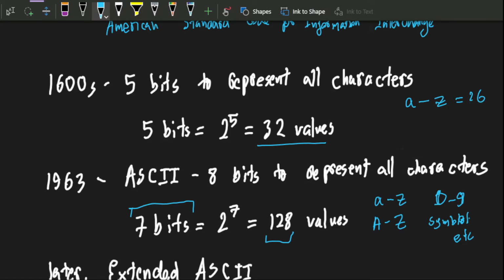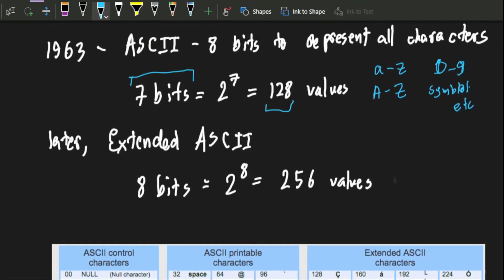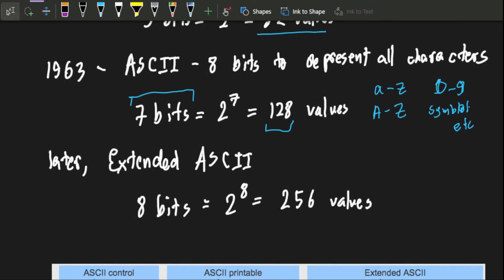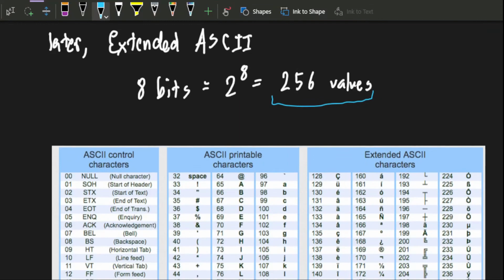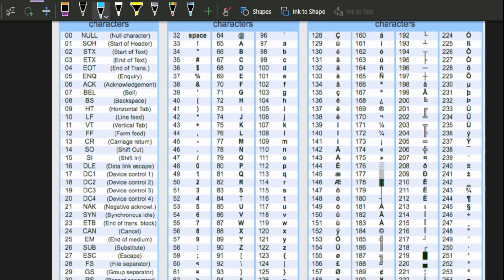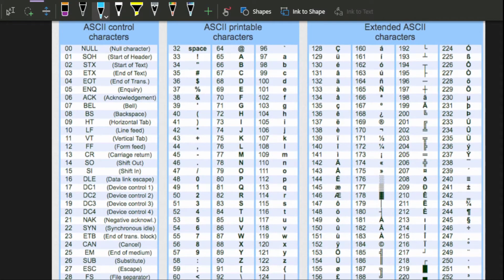But later, ASCII was extended to 8 bits, giving a total storage value of 256 different characters that could have been stored. So now I'm going to show you the extended and the original ASCII table, which has all of the values we use every day.